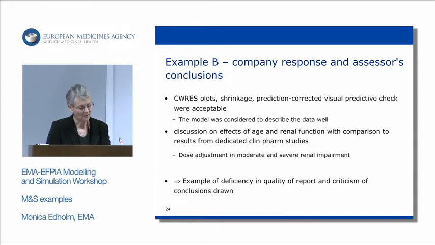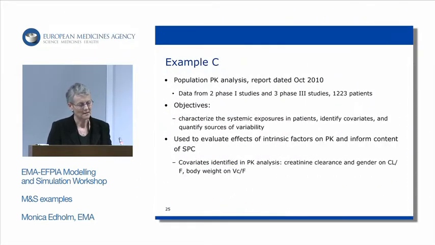And this is an example of a deficiency in the quality of a report and criticism of the conclusions drawn. And all these could be resolved by questions and responses from the company and additional discussion on the need of dose adjustment. The third example is the population PK analysis reported in October 2010, which included data from both phase 1 studies with rich sampling and phase 3 studies with sparse sampling from a very large number of patients.